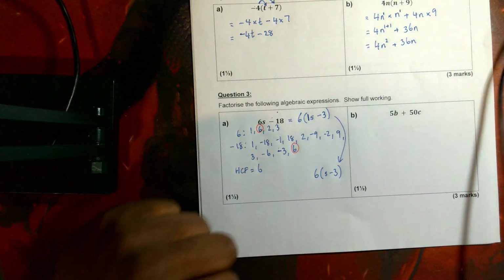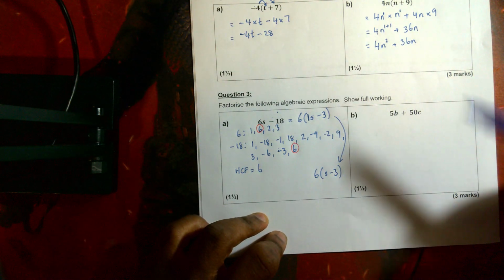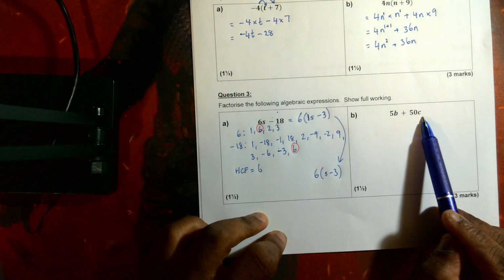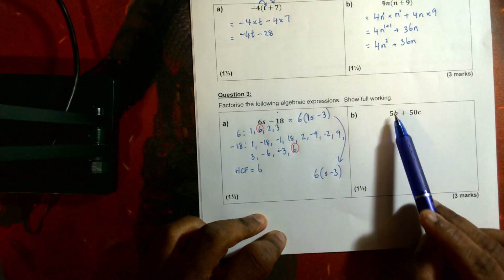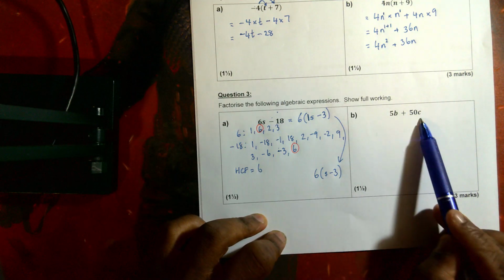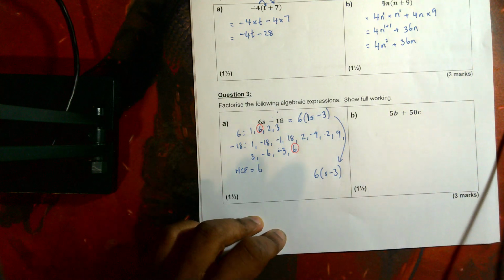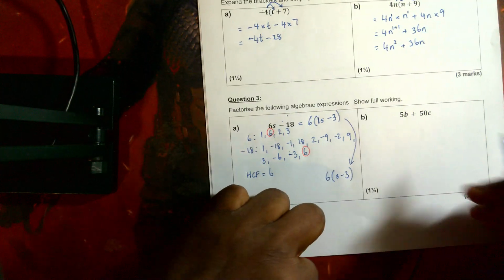Alright, next one. Now we're going to do the same thing. Again, the letters are not common. The variables are not common. One's B, one's C. So we're going to factorize by finding the highest factor of 5 and 50.